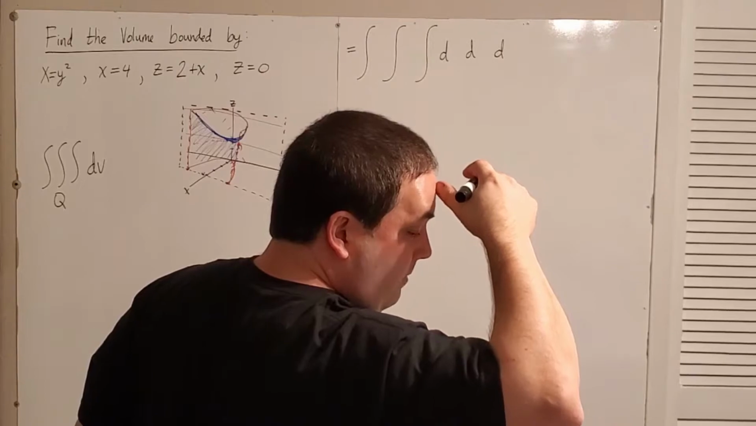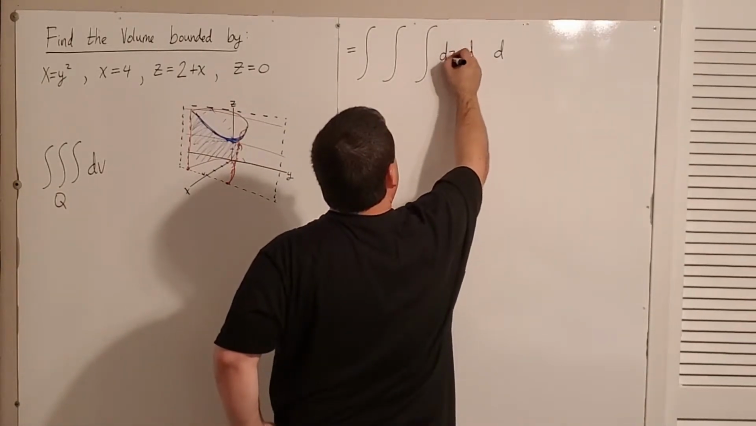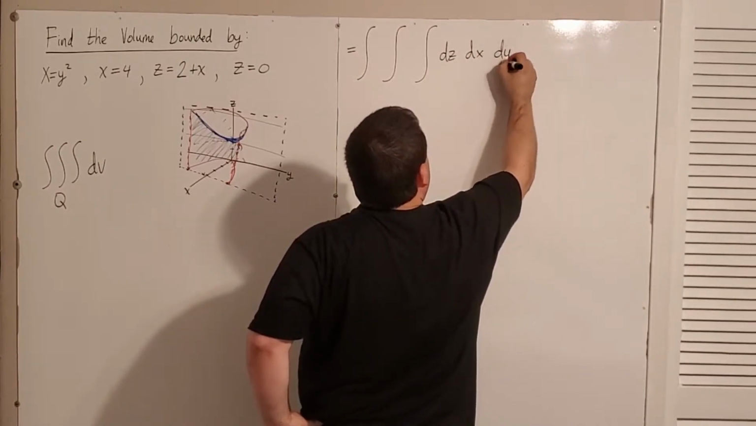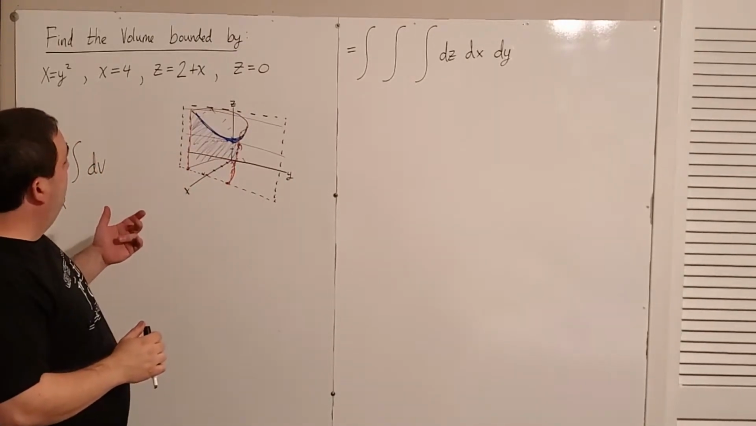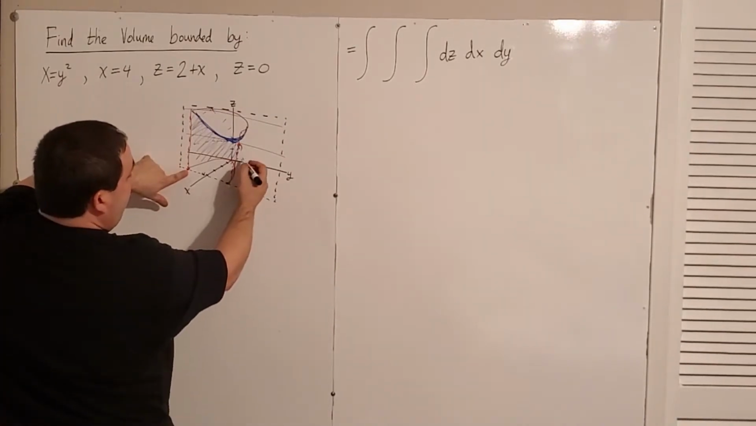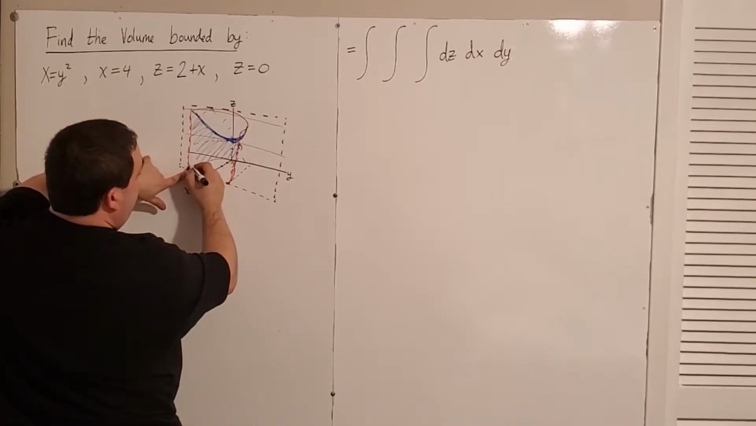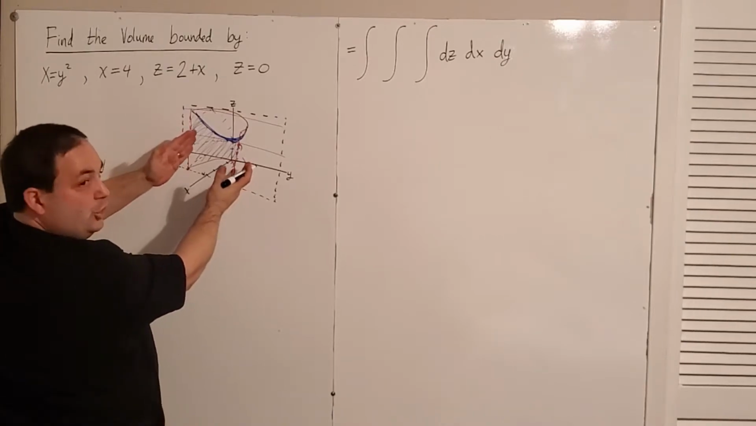Let's try dz, dx, dy, right? dz, dx, and dy, okay? The y values here are easy to get your numbers from right here. You can see right here that y is going to vary from -2 to 2.